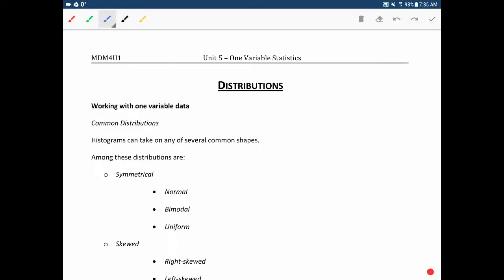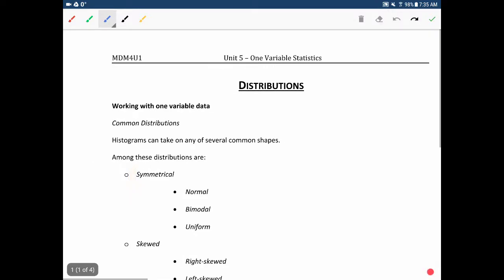Hey guys, today we're going to talk about different types of distributions. So, first of all, we talked in the past about histograms in the first lesson of the unit, I believe it was, and we talked about how they make these different shapes, all right? So these are all of the shapes that they kind of make, and we're going to talk about what kind of things these tell us, okay?